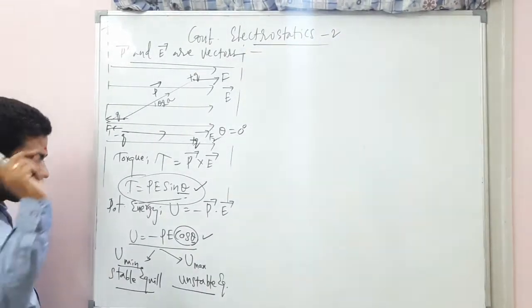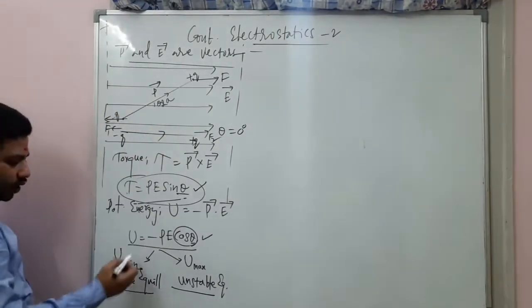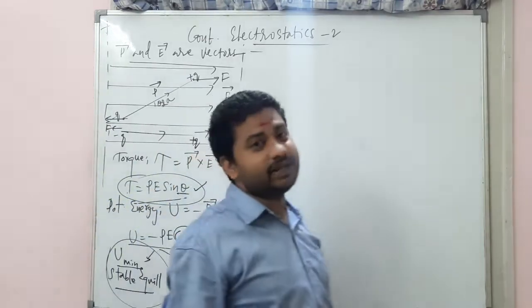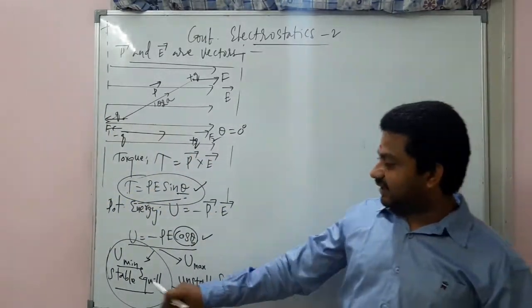Now listen carefully. In this case, the body possesses the minimum potential energy. So that means it is in stable equilibrium.